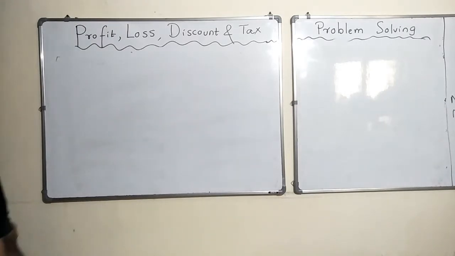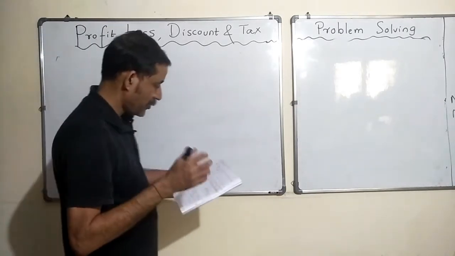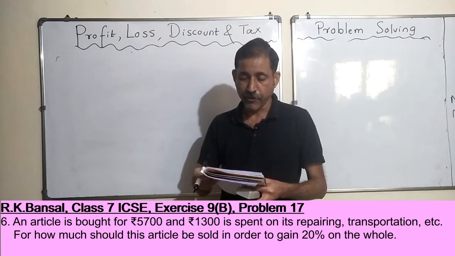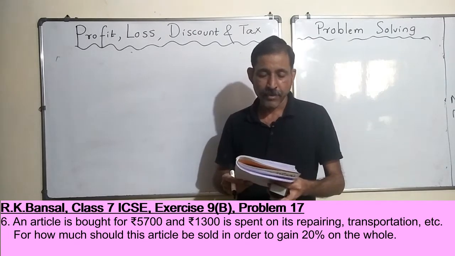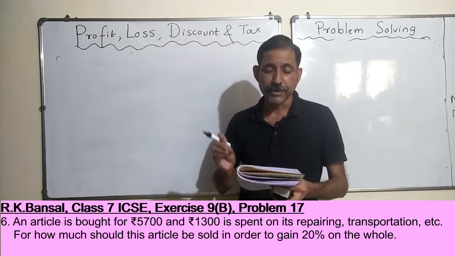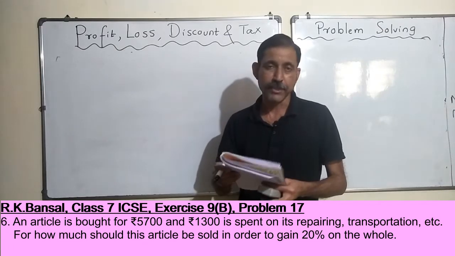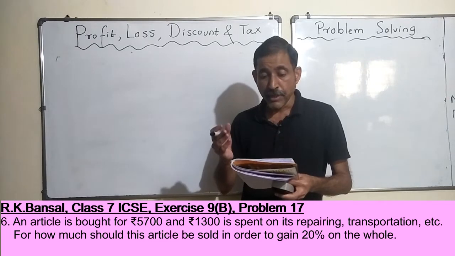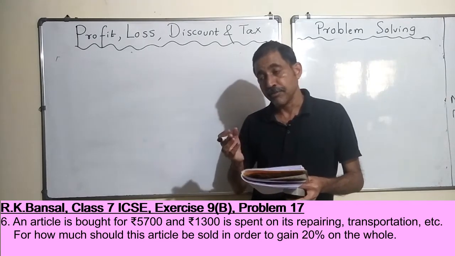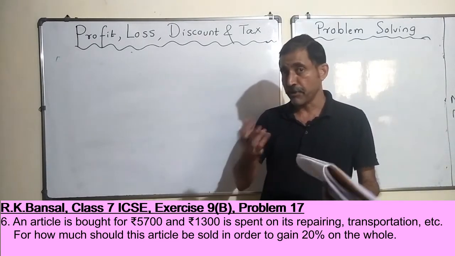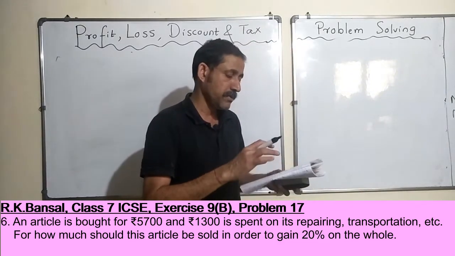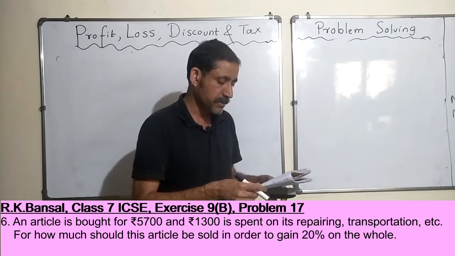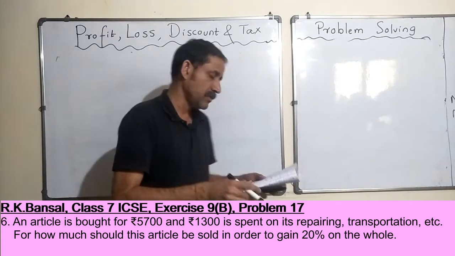Okay, so this is the problem wherein you would encounter overhead charges. An article is bought for rupees 5,700 and rupees 1,300 is spent on its repairing and transportation, etc. For how much should this article be sold in order to gain 20% on the whole? So basically the gain percentage is 20, which is the profit percentage. They want to know what the selling price should be. Okay, so let's start doing this.